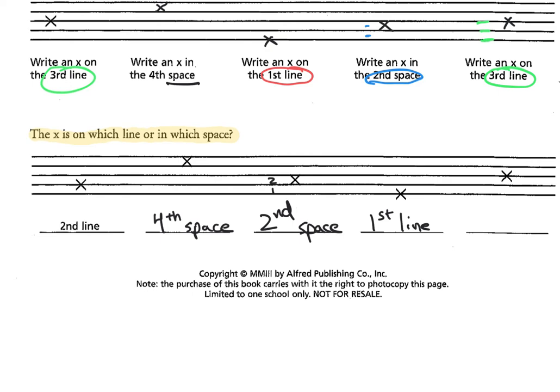And the last one. Is it on a line or a space? I think it's on a line. Now let's count. 1, 2, 3. Third line. So let's go ahead and write that in. Third line. Ta-da! Okay, flip that page over.